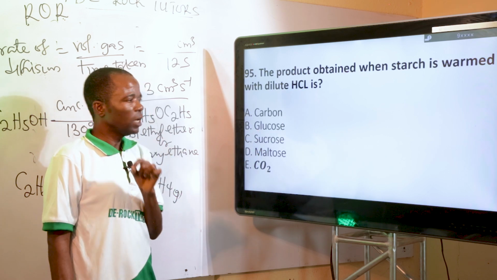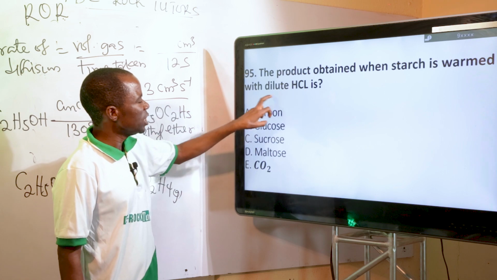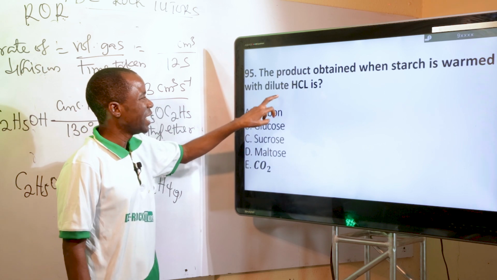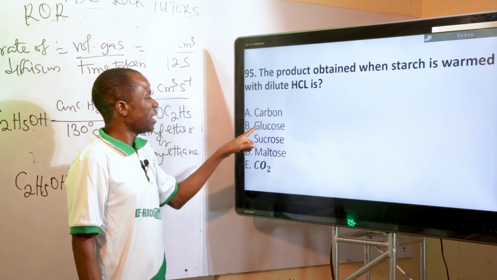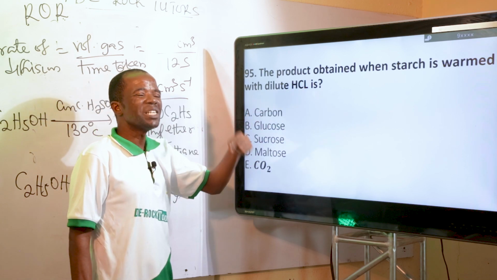But care must be taken here. If the acid is not in dilute form, but rather in concentrated form, then the HCl will no longer be hydrolyzing the starch, it will be dehydrating it.